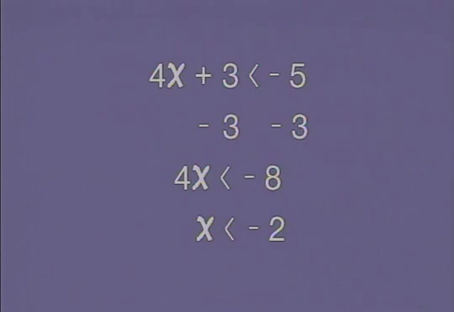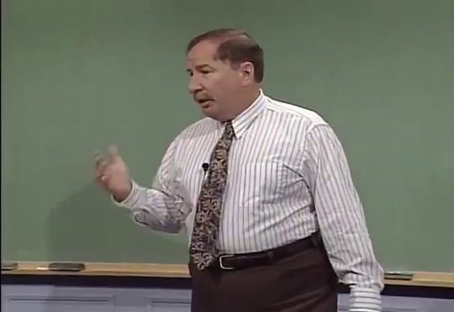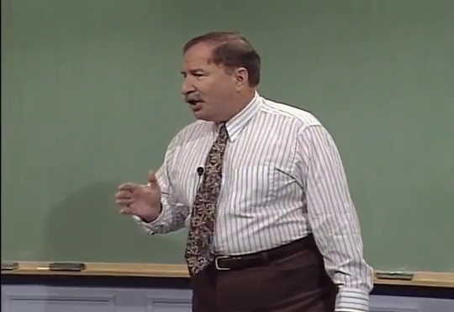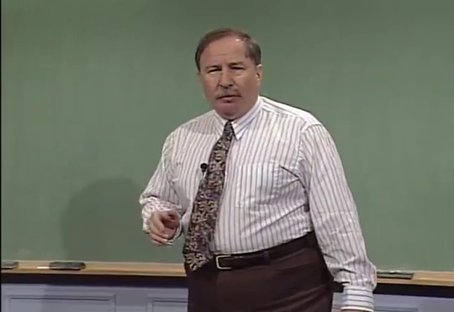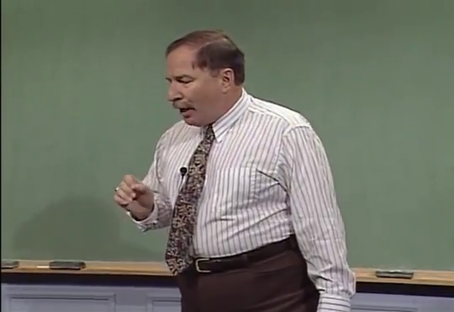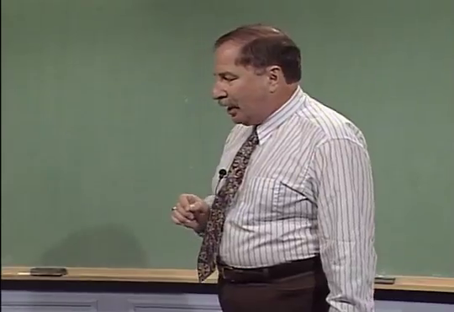Very important. Some difference there in checking because, remember, in an inequality, there's not one answer. There's a whole smear of answers. All the numbers less than negative 2 will work. Negative 2.1, negative 3, negative 10 billion. All will be successful if you substitute that number into the original inequality. 4x plus 3 will be less than negative 5.